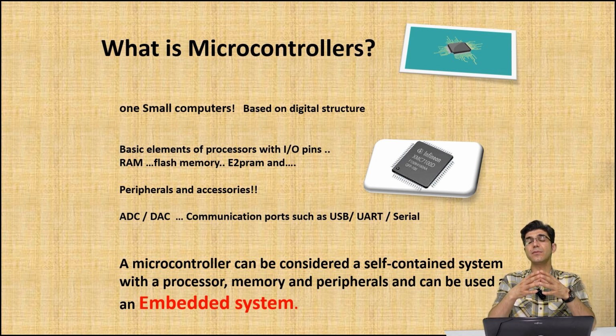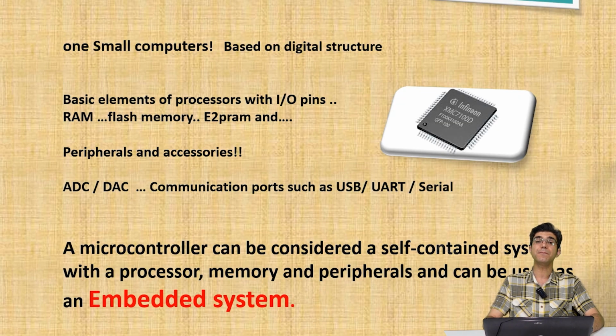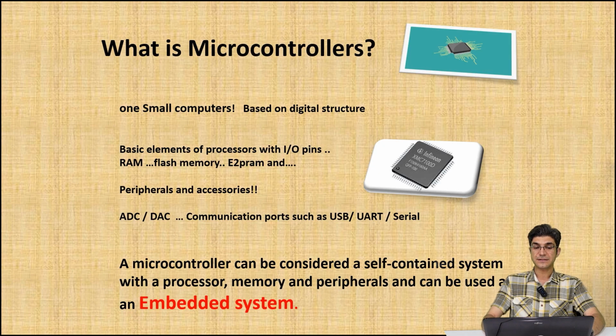So it means a microcontroller is a very small computer. The core is the processor, but it also has memory, RAM, EEPROM and some communication facilities, all with very low power. In other words, a microcontroller with a processor, memory and some peripherals can be used in an embedded system. So let's go to the next slide.